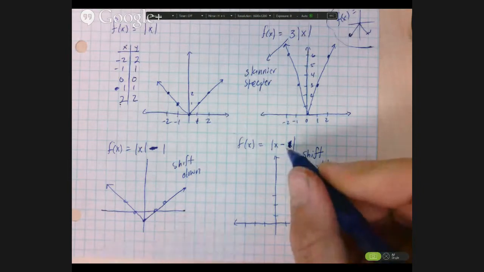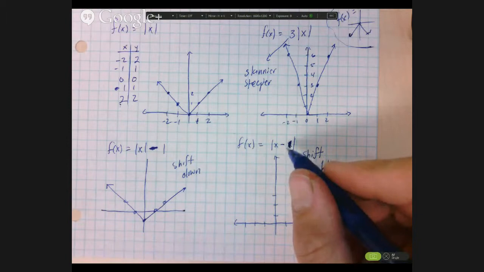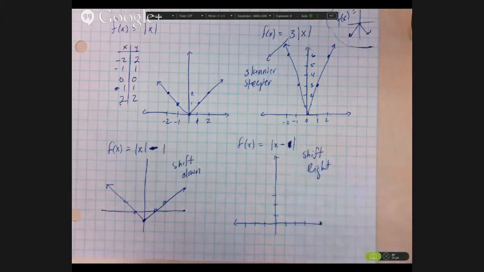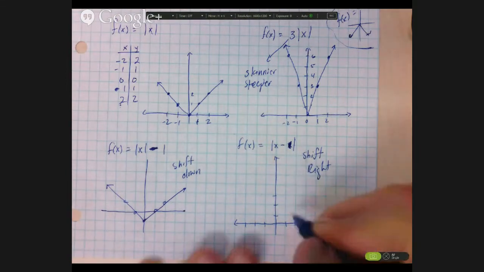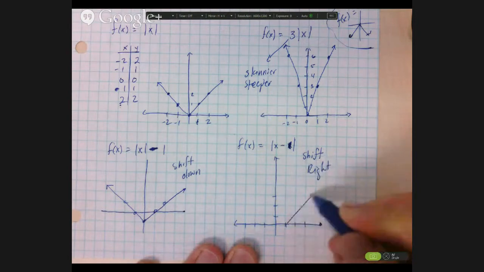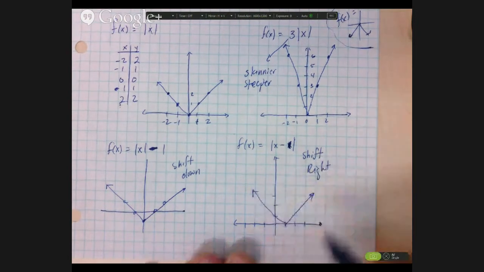Your intuition will tell you shift left because it's negative, right? But this is one of those opposite land cases. If it's inside the absolute value, you do the opposite of what it says. So you have to actually shift it right, and it will look like this. Welcome to opposite land.